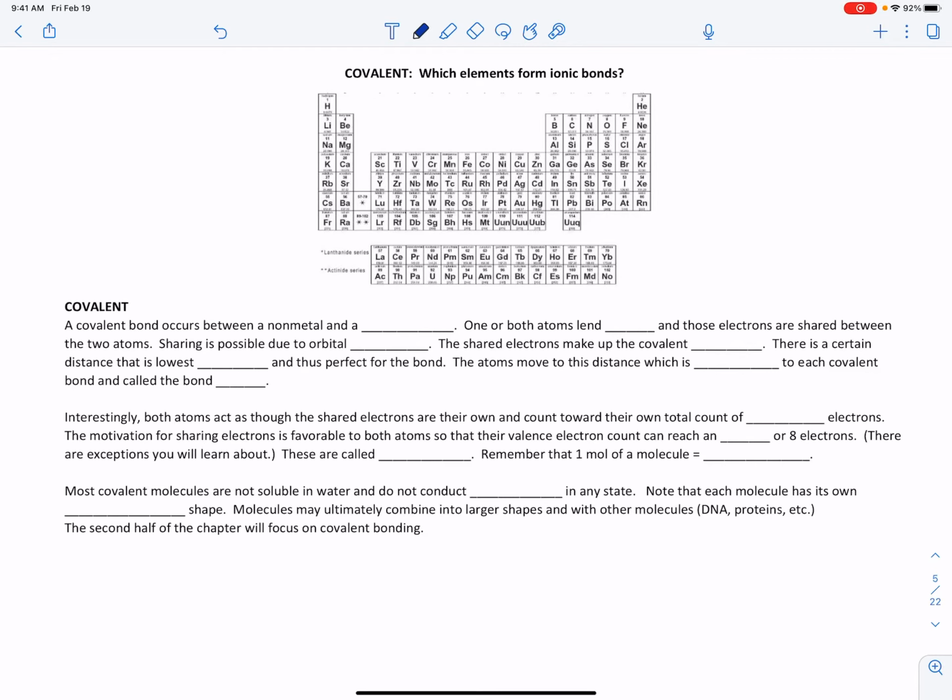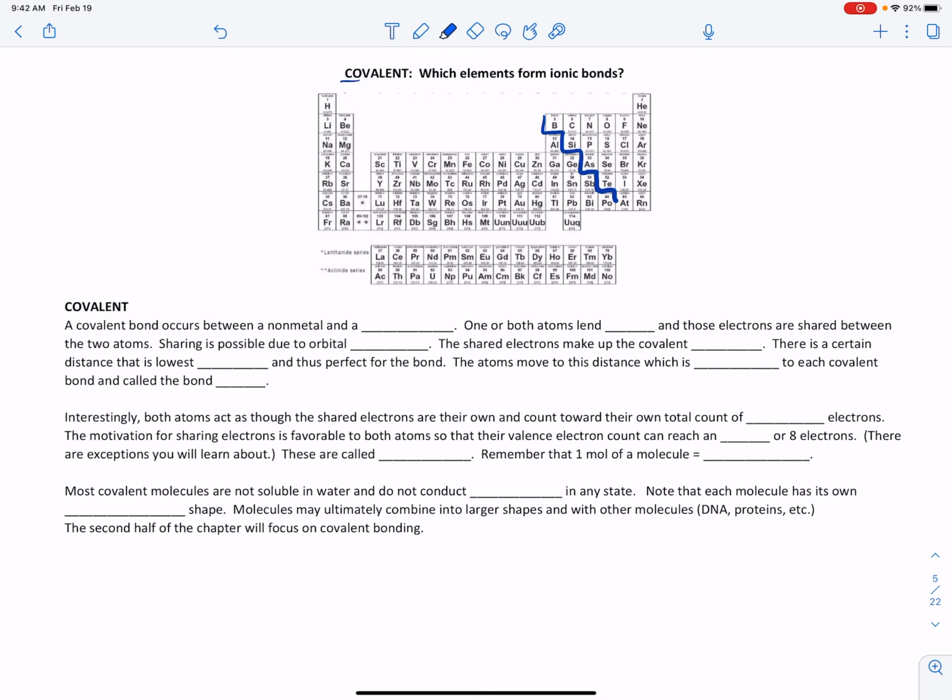So let's draw in our line again. We're going to be talking about the covalent bonds. You've got to have that stair step there. Remember, that's the dividing point. Covalent, that's when you share electrons. So keep in mind, you need to have a lot of electrons to be able to share electrons.